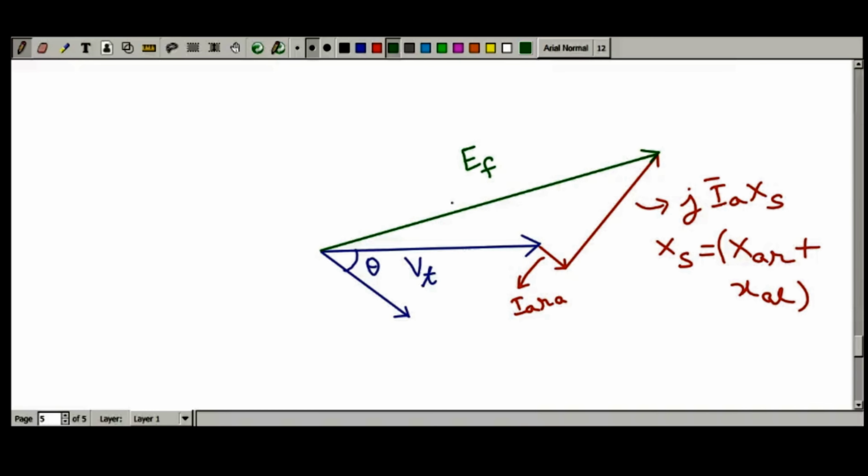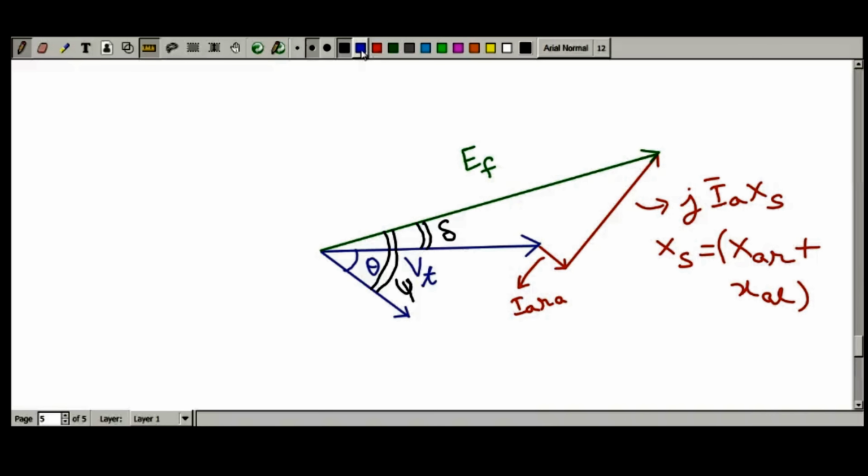Now if you want to find those things, for example, the angle between EF and VT is given by delta. Delta is the load angle or the torque angle. The angle between EF and IA is indicated by psi. Psi means the internal power factor angle. Psi is what? Internal power factor angle.